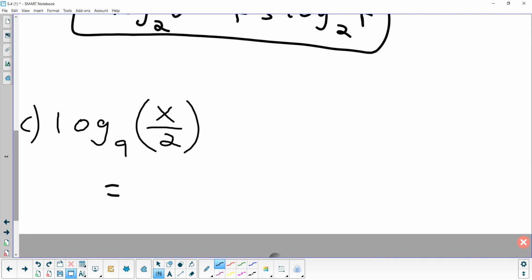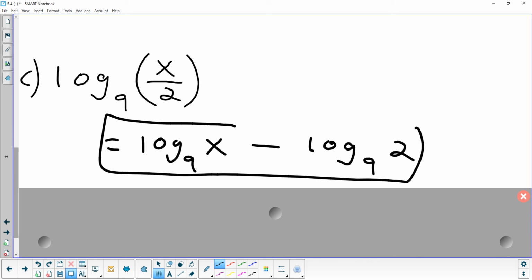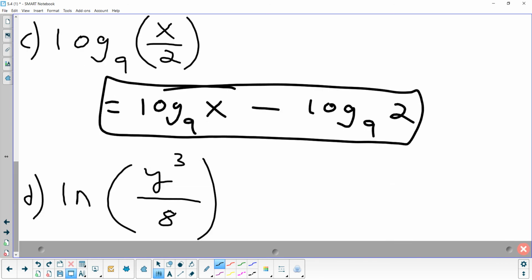All right, let's do this one. Is that going to split as a sum or difference? That's a difference. What's going to be the base on each log? 9. First argument. Second argument. 2. Great. Let's try this one.